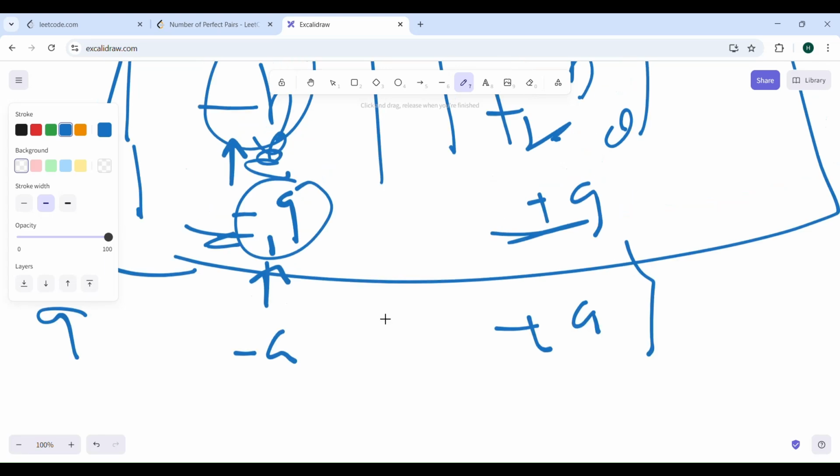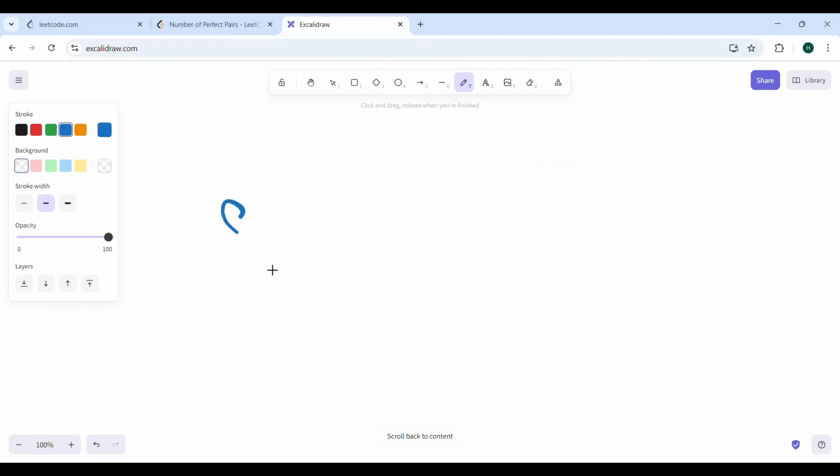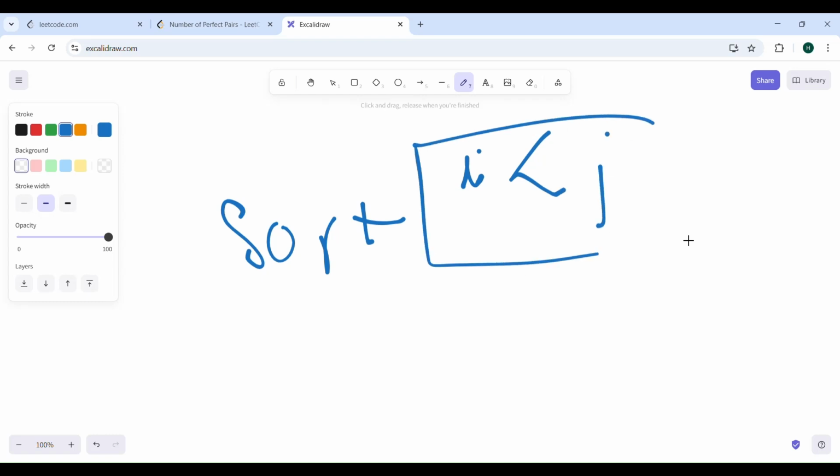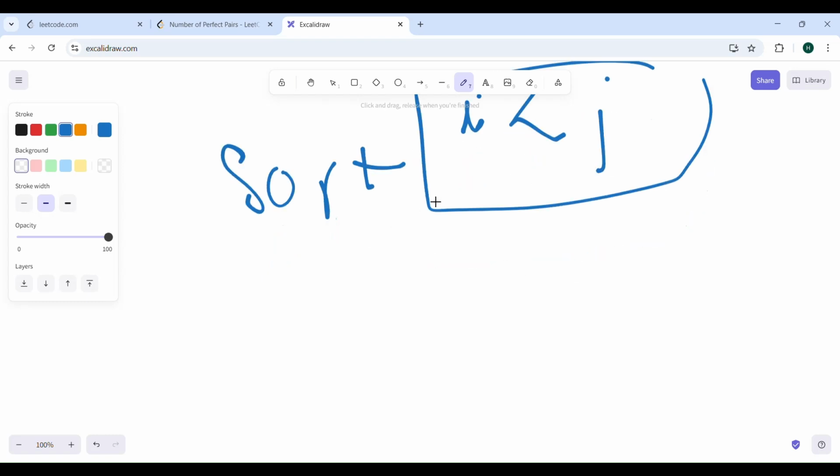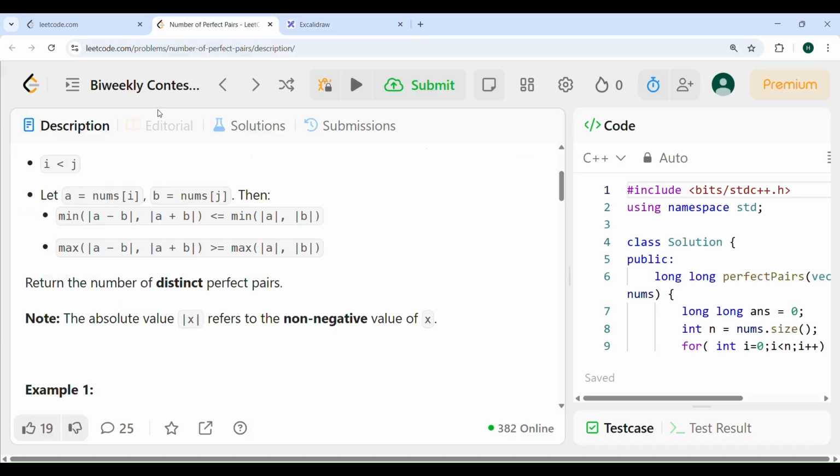Now the second part was, we can sort the array. Now this looks a little bit tricky, because if we sort the array, how will this condition be satisfied? Okay, again let me make a proof to you.